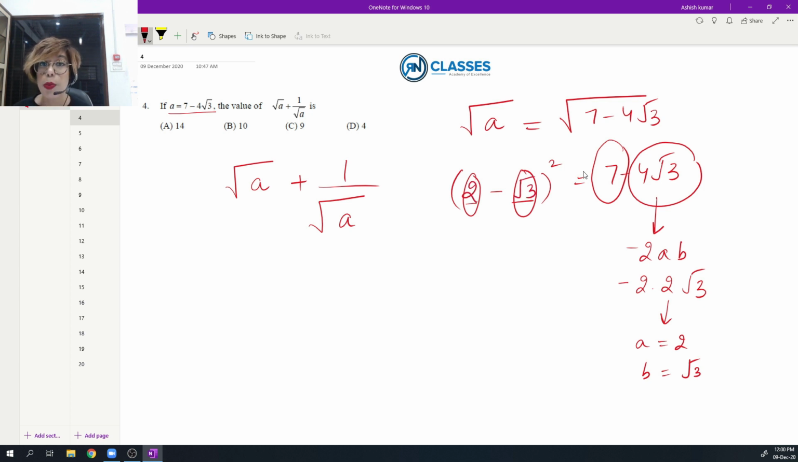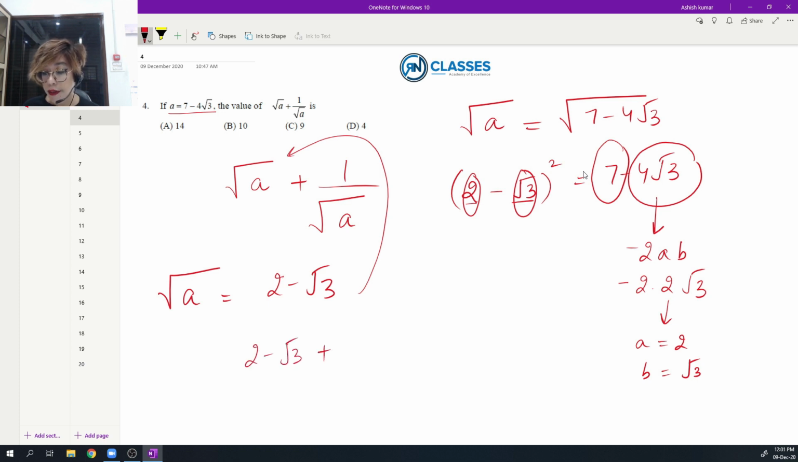Right, अब मुझे positive square root चाहिए, so positive square root of a will be equal to 2 minus root 3. This is a positive quantity. Right, so we have to be careful. Just insert the value over here and we'll be done. So 2 minus root 3 plus 1 by 2 minus root 3. 2 minus root 3 को rationalize कर देंगे, so ये बन जाएगा 2 plus root 3. Answer is 4. So option D is the correct one. Alright, so the next one.